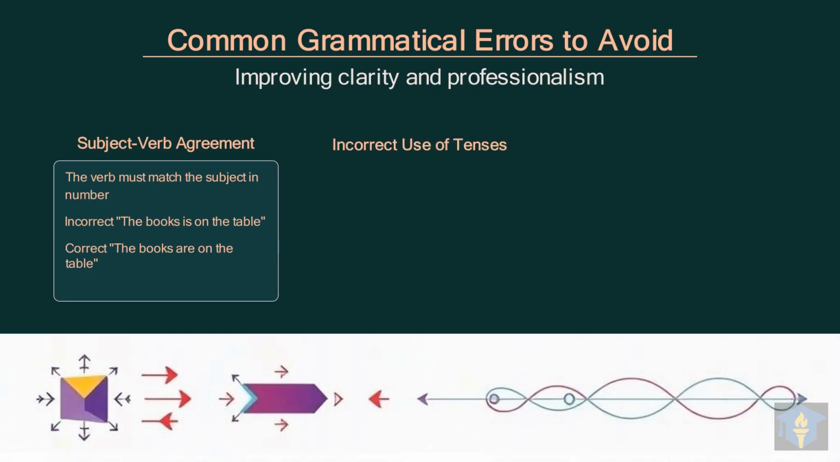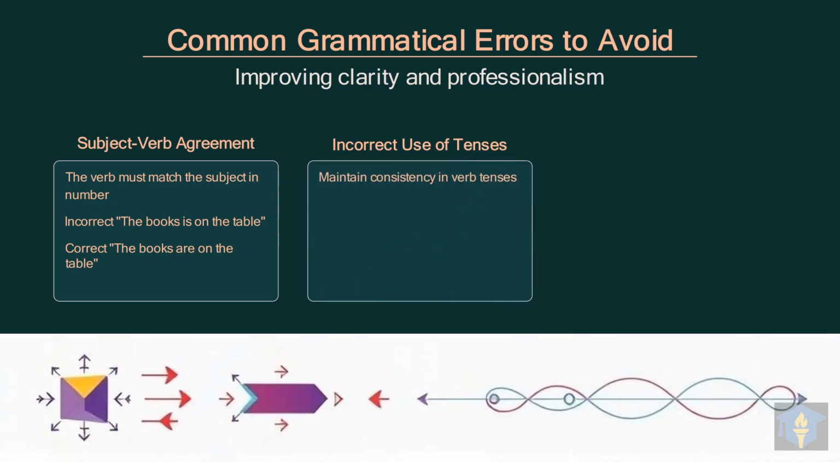Another frequent error involves the incorrect or inconsistent use of verb tenses in your sentences. It's crucial to maintain consistency in your verb tenses throughout your sentences and paragraphs. For example, "she goes to school yesterday" is incorrect because "goes" is present tense. The correct past tense form would be "she went to school yesterday," ensuring proper time reference.